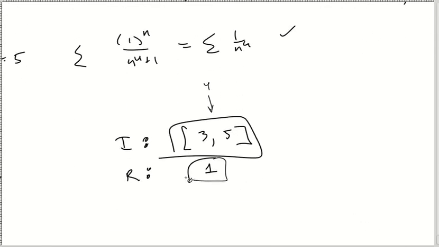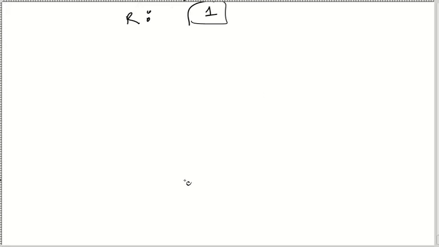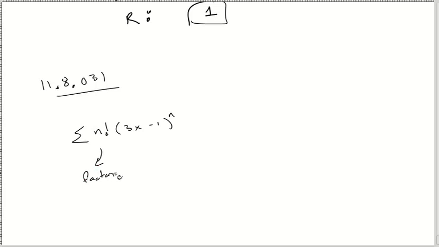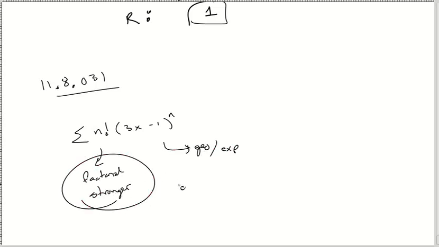So, next problem. So we have the summation of n factorial times (3x minus 1) all to the n. Now, this one's a little bit weird because what we have is a factorial, and here this is a geometric exponential. And this guy's definitely stronger. This one's much stronger, and he's going to dominate the entire problem. Because he's also in the numerator, I would say it diverges. And that's pretty much it, yeah.